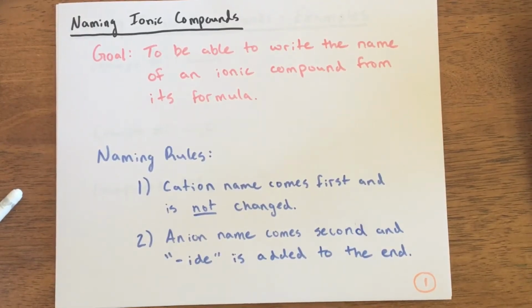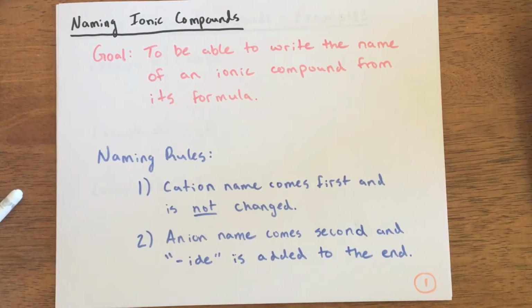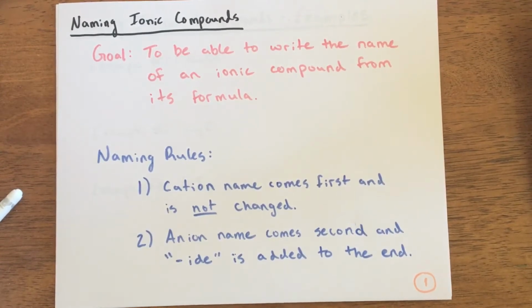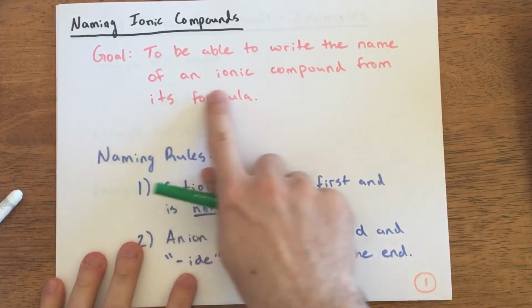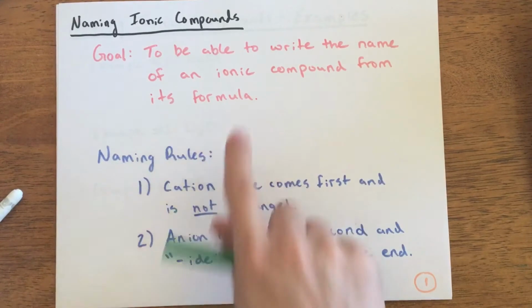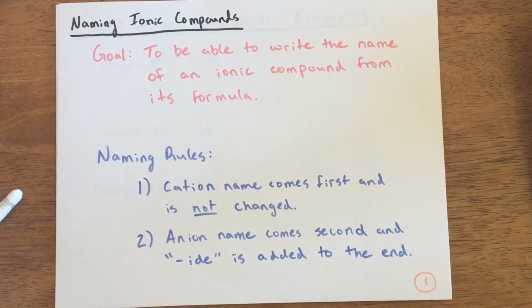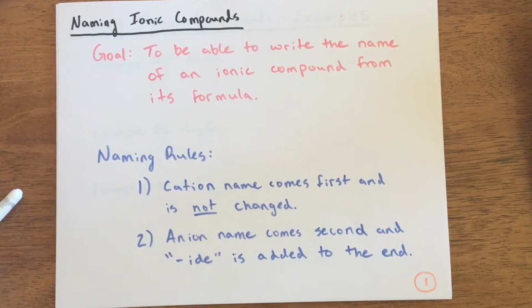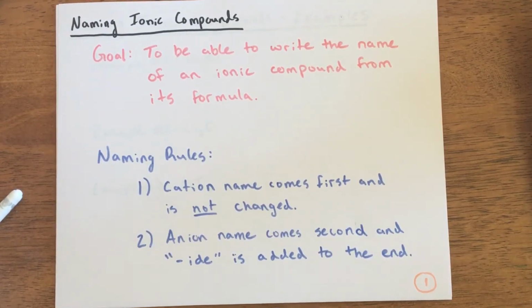Today, now that we've finally tackled writing ionic compounds and how to create those, knowing what the charges of the ions are, we're going to talk about naming them. So our goal here is to be able to write the name of an ionic compound from its formula. We've learned how to write the formula, so now we just have to figure out how to write the name. So the naming rules, which are fairly simple for ionic compounds.